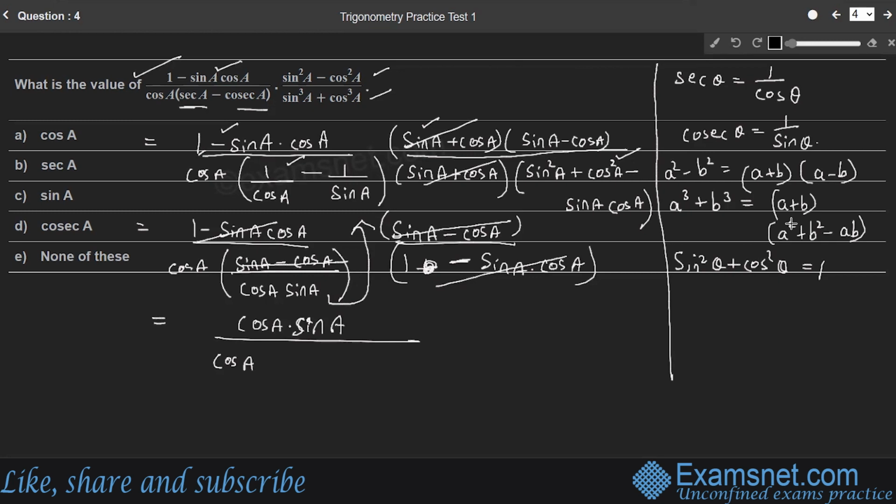Therefore, we have cos A into sine A divided by cos A. Here, cos A and cos A will get cancelled. So, we have sine A as the answer, right? So, the answer for the given expression is sine A. Option C is the right answer.